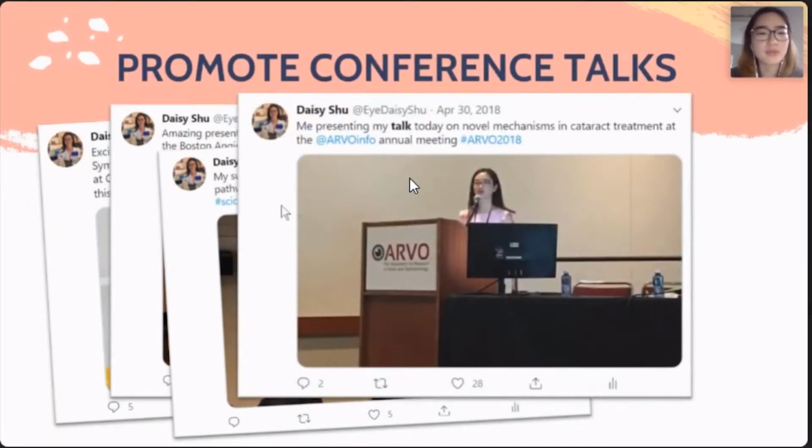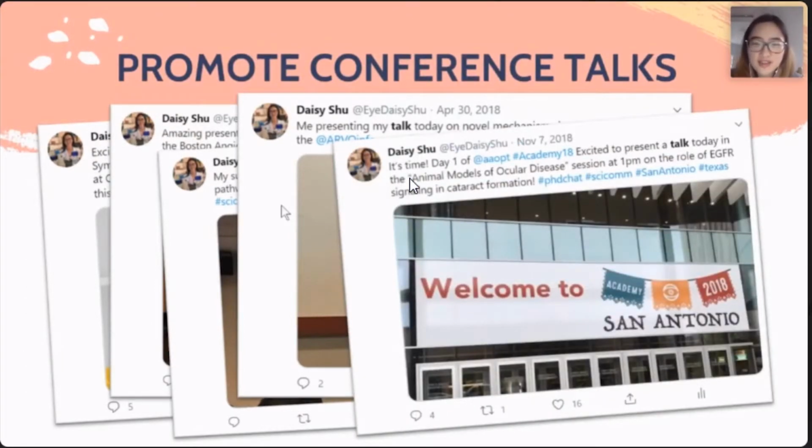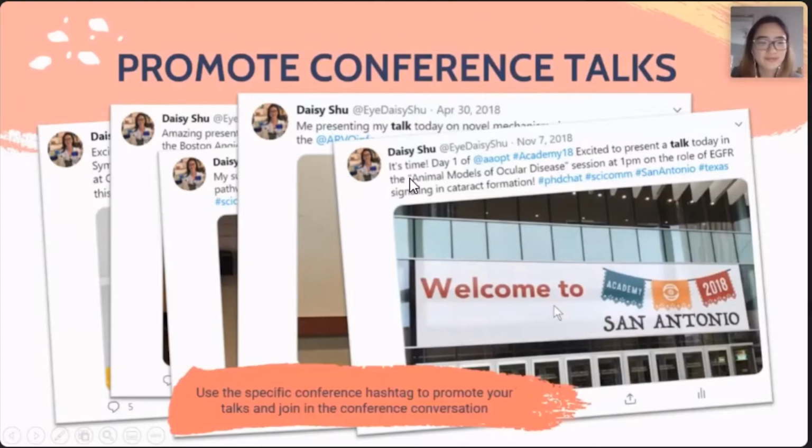This is an example of me presenting a talk on cataract treatment at the ARVO conference, and I've used the hashtag ARVO 2018. So this is an example of why you don't always need a photo of yourself in tweets. This is an example of me on Thursday of the conference. I've taken a photo of the exhibition hall, and I actually got 16 likes for that. This is just me getting excited about presenting later in the day, but just having a photo of anything adds that visual engagement. And make sure you find out the specific conference hashtag before going into the conference so you can join in on that conference conversation.